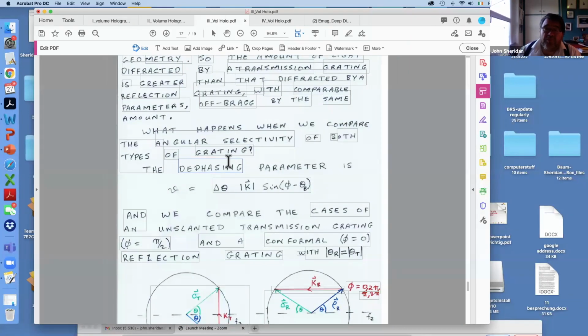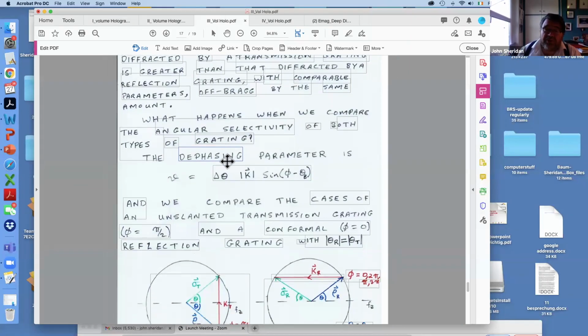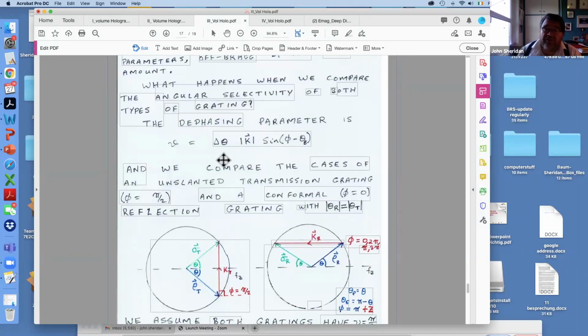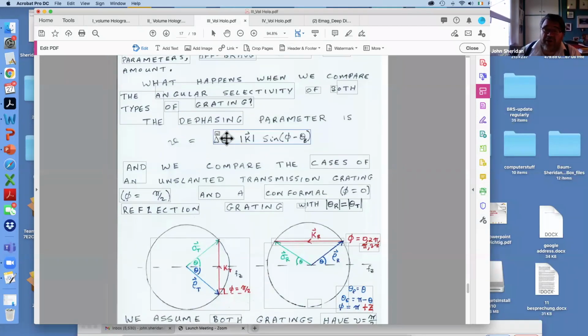What happens when we compare the angular selectivity of both types of grating? So again, we have our dephasing parameter given in this form here. So instead of being a function of wavelength, it's a function of replay angle.